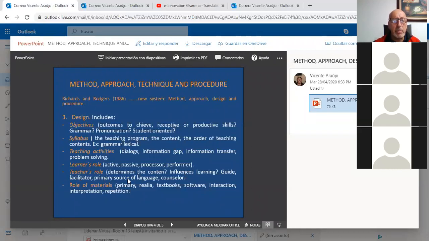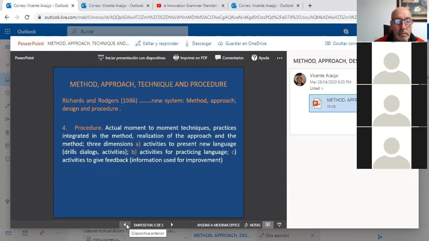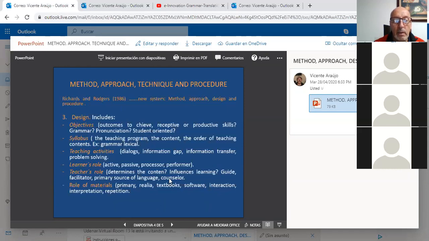Is the teacher the primary source of language? Sometimes the teacher is the only source of language. Unfortunately, that's not a good idea. Nowadays, there are different sources of languages: images, music, songs, books, internet, videos. Is your teacher a counselor? Does he help you in this process of learning?